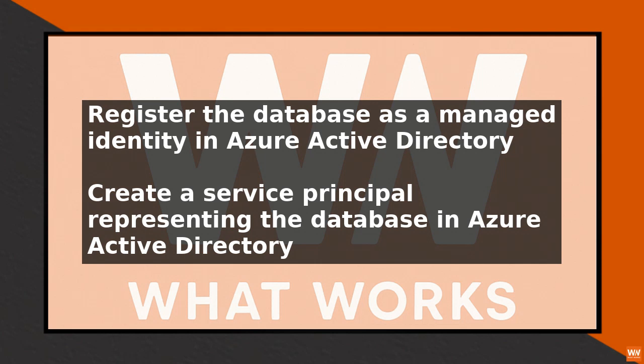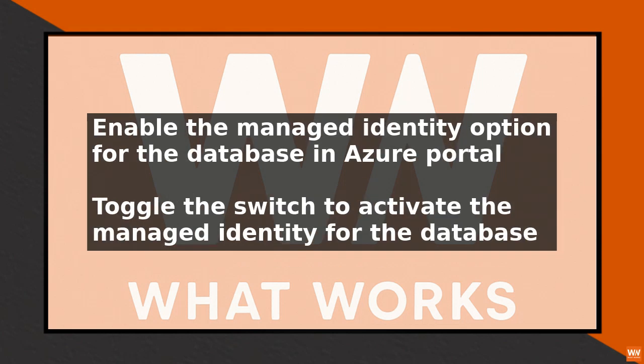Next, you need to grant your managed identity the necessary permissions to access other Azure resources. This can be done by going to the Azure resource you want to access, such as a storage account or Key Vault, and adding the managed identity as a role assignment.